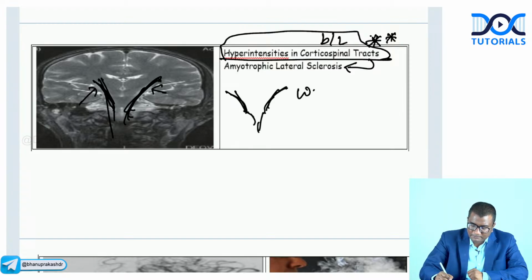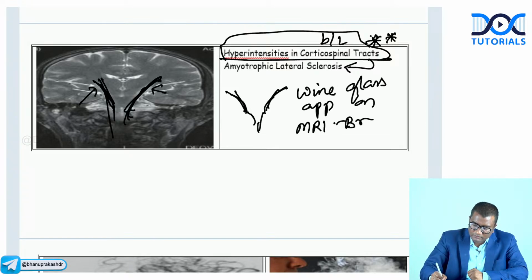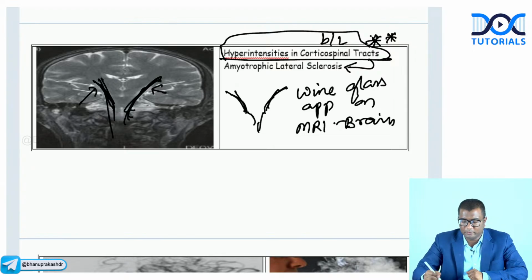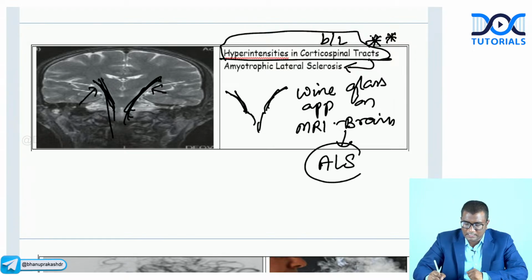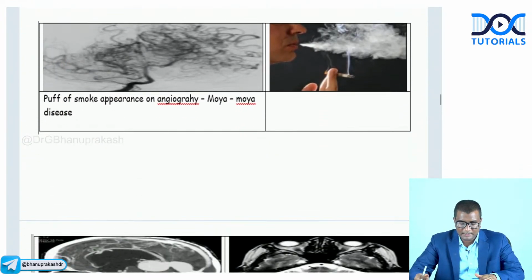So wine glass appearance on MRI brain. This is a feature of nothing but amyotrophic lateral sclerosis. Remember, bilateral corticospinal tract involvement is ALS.